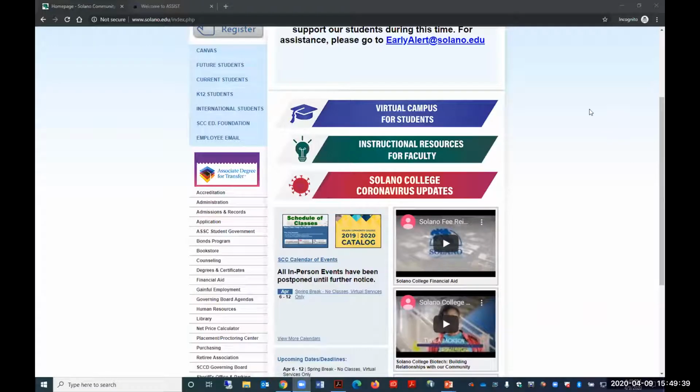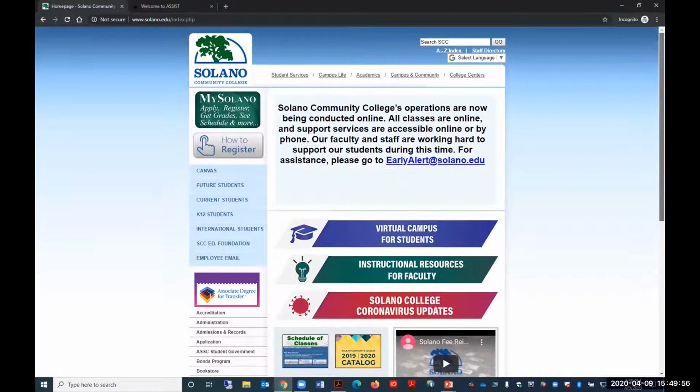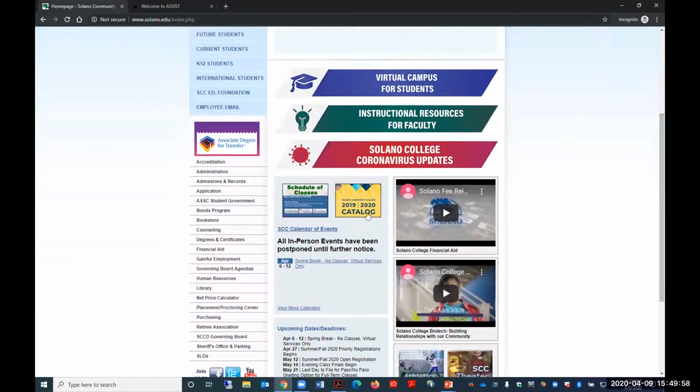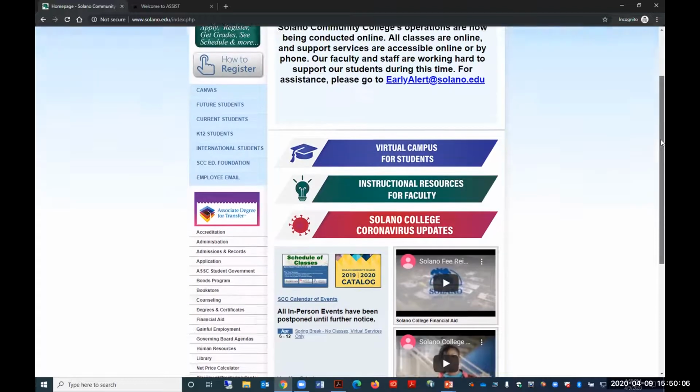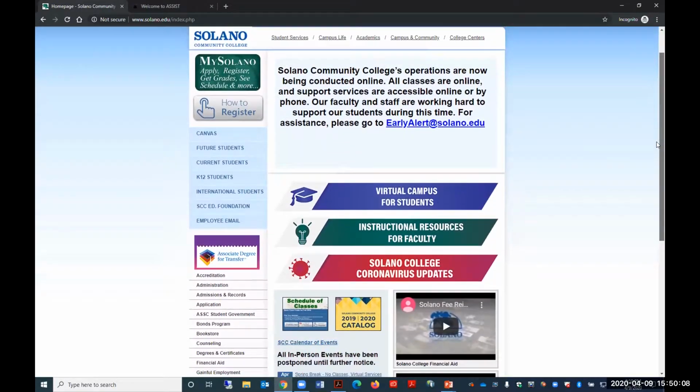To determine what math you need for the associate's degree at Solano, or a certificate if math is part of your certificate, the best place to look is actually the college catalog, and that is located here on our website, solano.edu. It's usually found through the middle of the screen. If our website gets redone and updated, you might have to use the search box, but likely it will be somewhere on the front page.